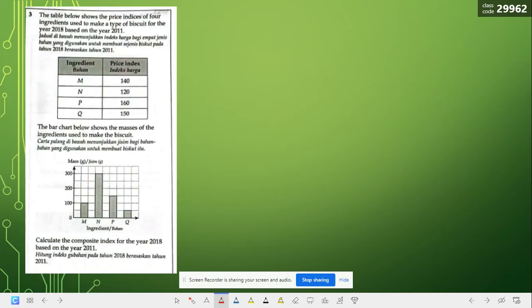Okay, so how about this one? So this one is using the bar chart, right? So bar chart also can be the weight. So we put here 100 for M, N is 300, P is 150, and Q is 50.